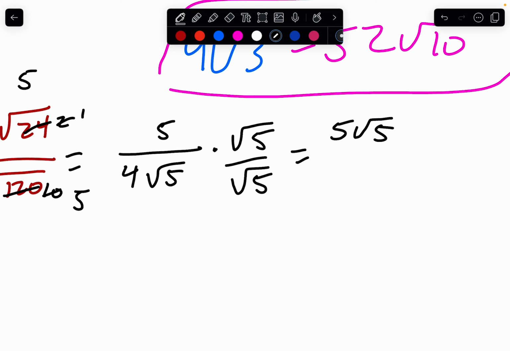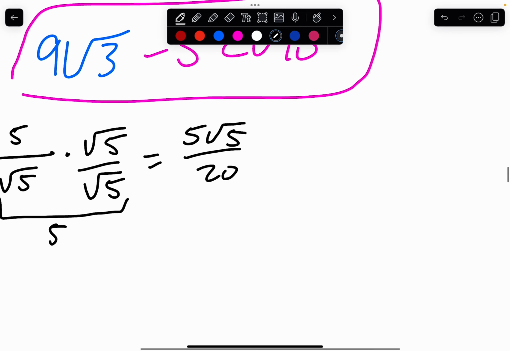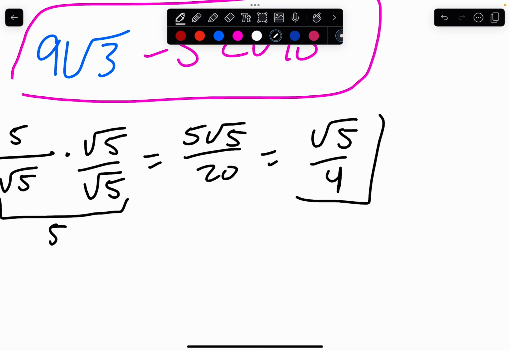So how do we make root 5 whole again? We multiply it by its best friend. Its best friend is root 5. Well, if we multiply the bottom by root 5, we got to multiply the top by root 5. And this becomes whole number 5 times 4 would get me 20. But wait, we can reduce again. 5 over 20 reduces to 1 over 4. There we go.